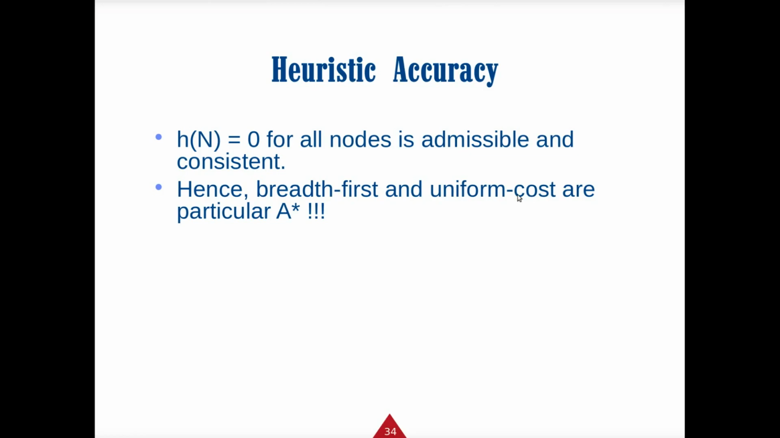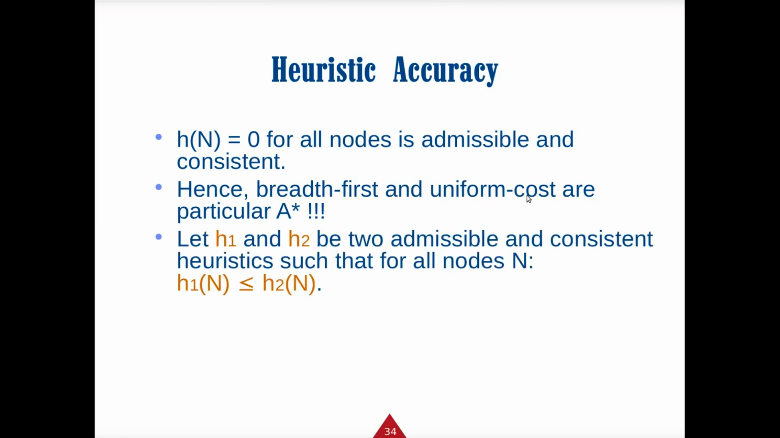And if you want to, for the assignment, you've already done breadth first, but if you want to develop a uniform cost search function for the heuristic search, I'm okay with that. And then finally, let h1 and h2 be two admissible and consistent heuristics such that for all nodes n.